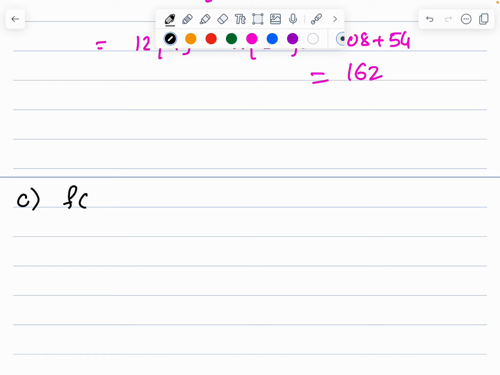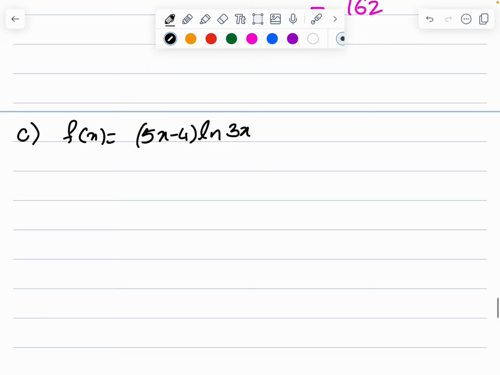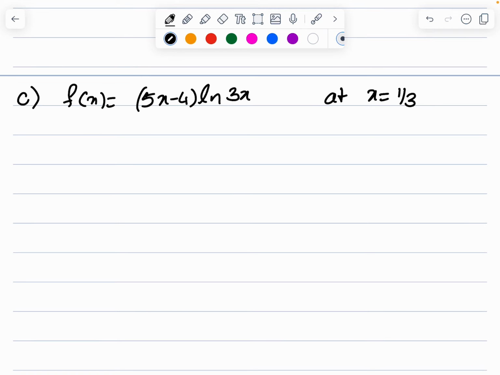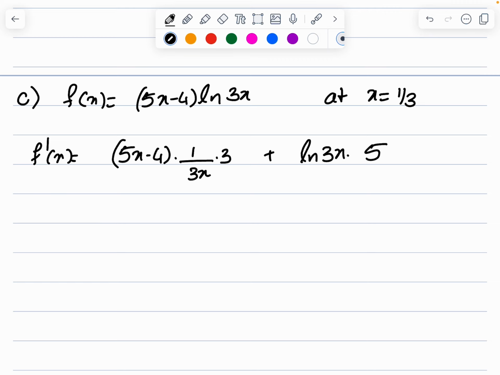Then part C, f of x equals 5x minus 4 ln 3x at x equals 1 upon 3. So f prime x equals 5x minus 4 as it is, ln 3x derivative is 1 upon 3x times 3. Next, ln 3x as it is, 5x minus 4 derivative is 5. Now plug in 1 upon 3.